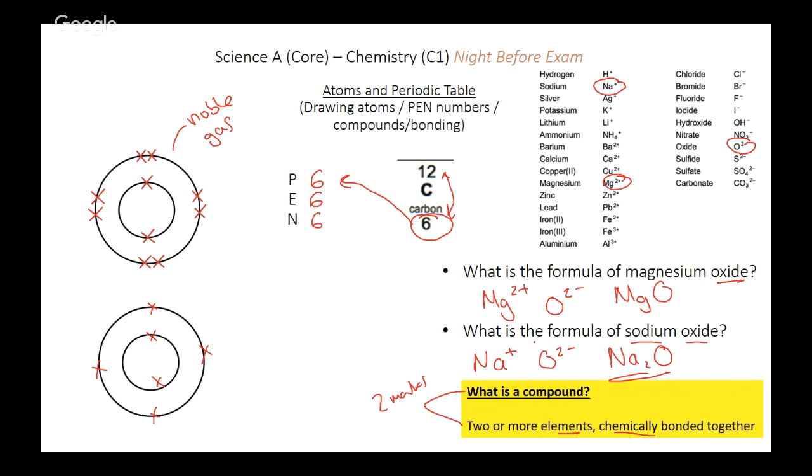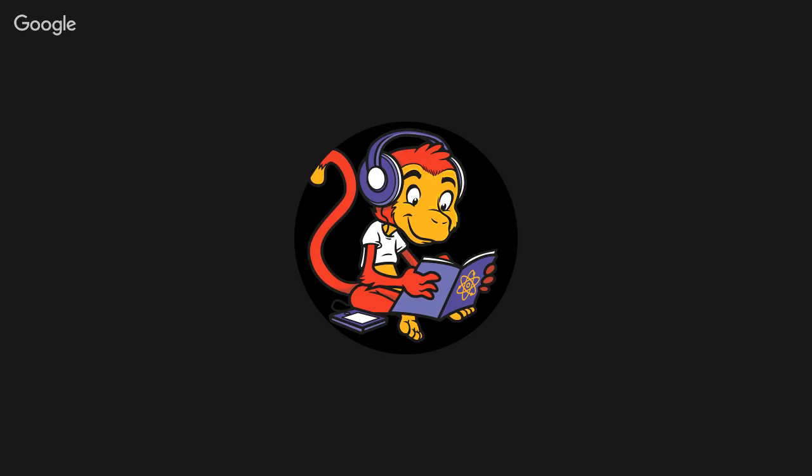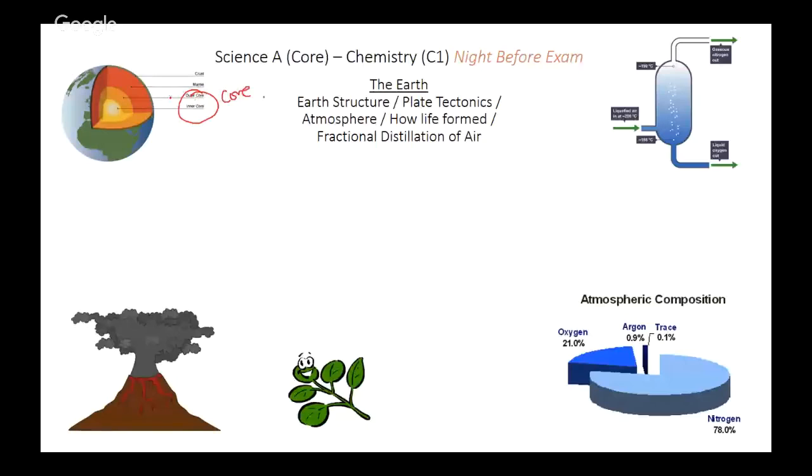Okay, moving on to the Earth topic. First of all, we need to know about the structure of the Earth. It tends to be the crust, the mantle, and these tend to be grouped together and just called the core. We need to know that the crust is divided up into tectonic plates, and we'll also need to know about Wegener and his work with continental drift.